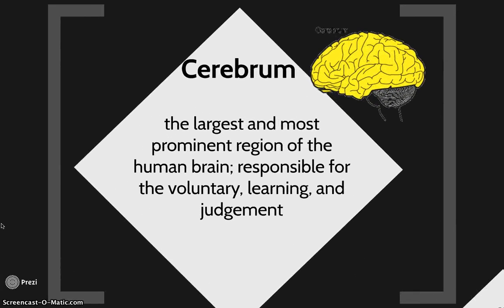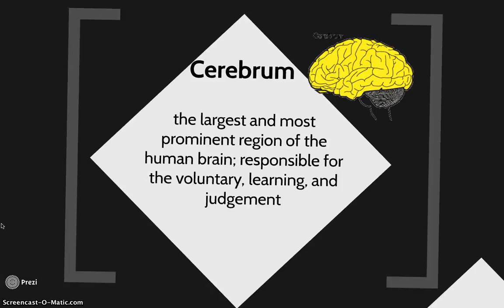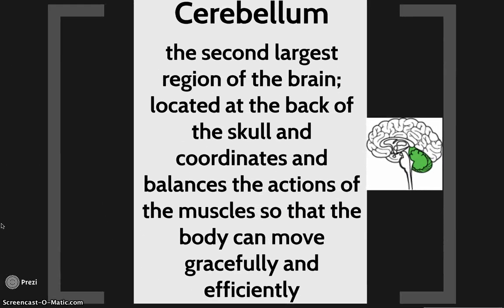The cerebrum is the largest and most prominent region of the human brain, and it is responsible for the voluntary learning and judgment. The cerebellum is the second largest region of the brain, located at the back of the skull, and it coordinates and balances the actions of the muscles so that the body can move gracefully and efficiently.